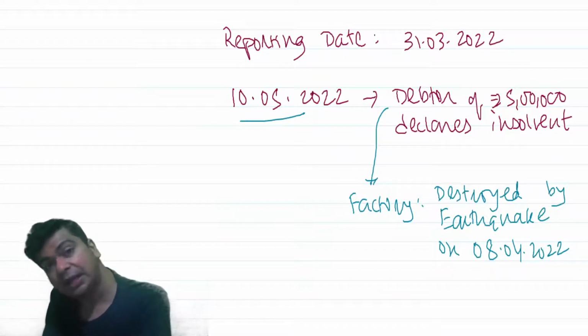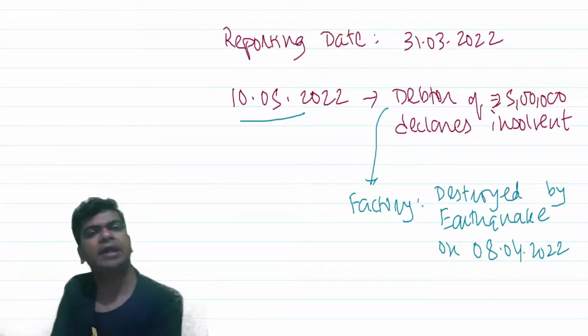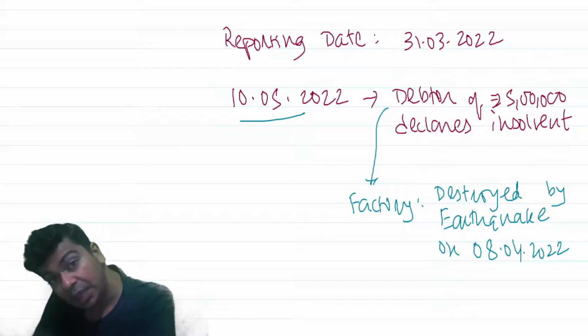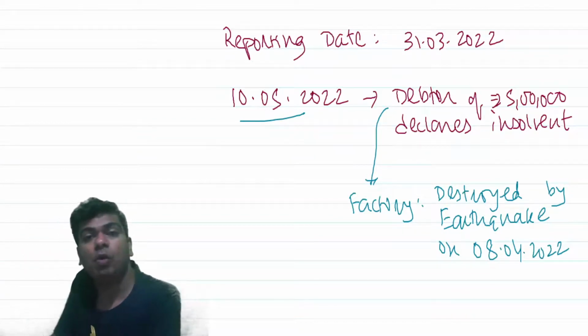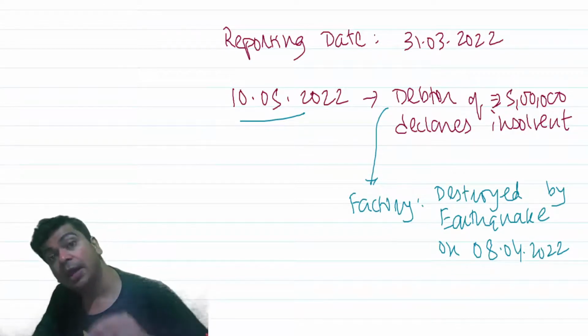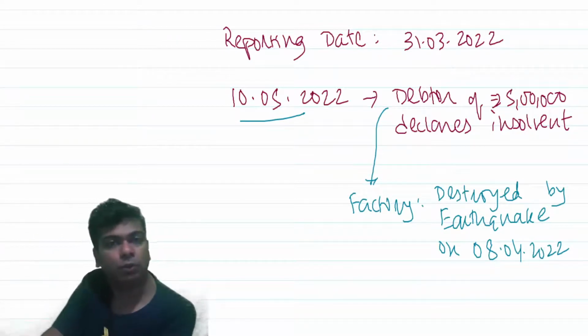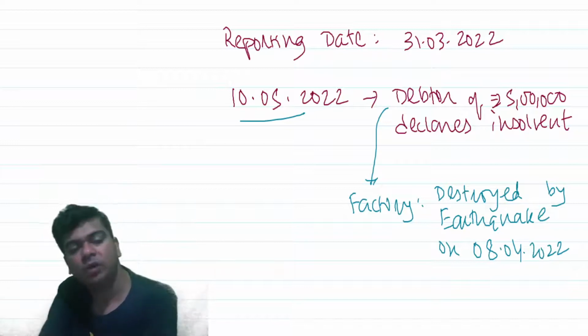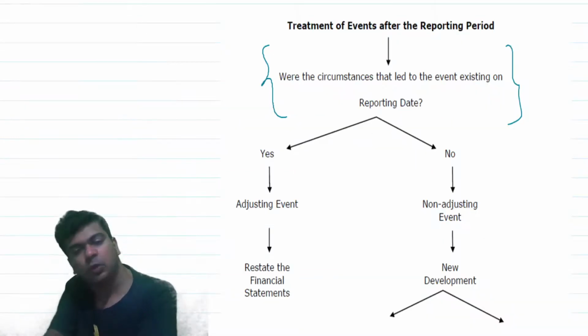My debtor has declared itself to be insolvent. I really want to know why this thing happened. And my scrutiny reveals that there was an earthquake which destroyed the entire factory. But that happened on 8th April 2022. Ask yourself that same question. What's the question?